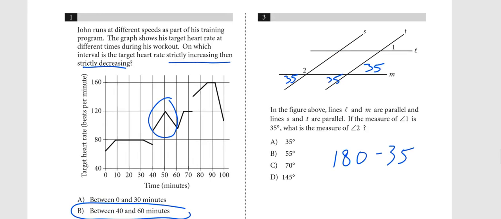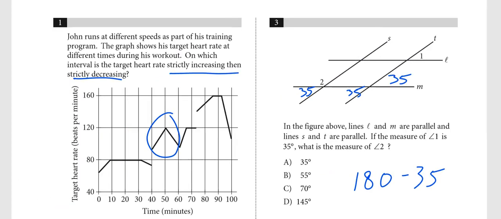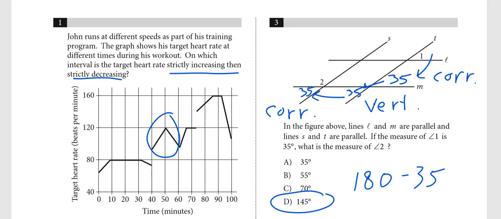In this picture over here, start labeling what you know. These are corresponding angles. I don't know if you remember that term. These are vertical angles. These are corresponding angles. So you get a connection of transferring that 35 all the way down till it's close to the 2. And then you could say, oh, well, those are supplementary angles, so they have to add up to 180. So I can take the 180, subtract the 35, and get the 145.